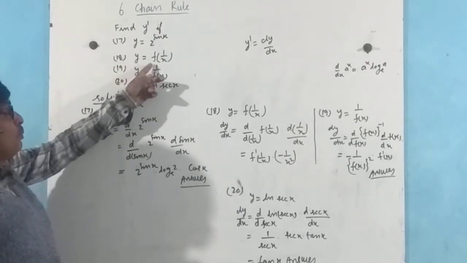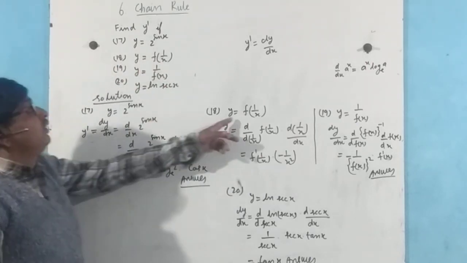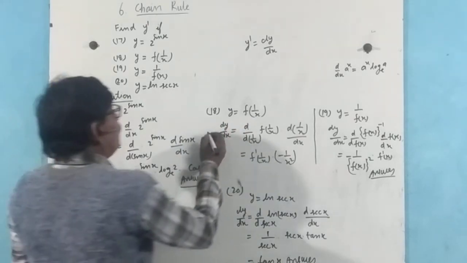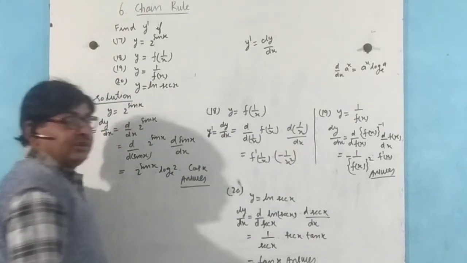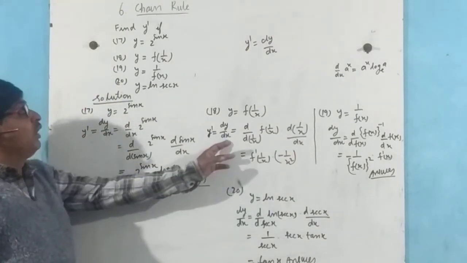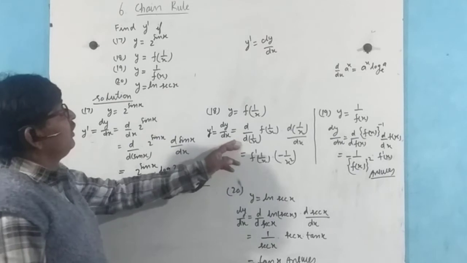Now question number 18. y equal to f of 1 by x here, and now y dash equal to dy by dx, differentiating with respect to x, d by dx.